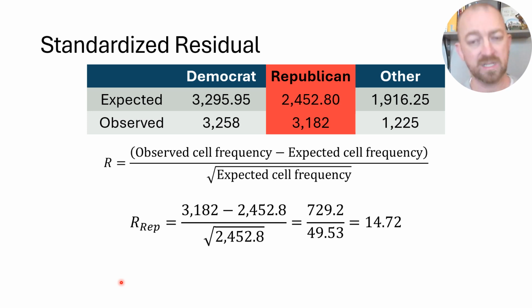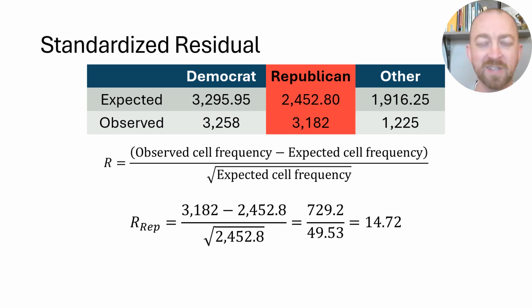Now here, 14.72 is much larger than 2, so therefore this cell was a major contributor to the chi-squared analysis, the chi-squared statistic, I should say. So therefore, they seem to have made a big difference here in whether or not this was a statistically significant difference between what we expected and observed. So I could say here, it looks like the Republican turnout was important for our statistical analysis here.